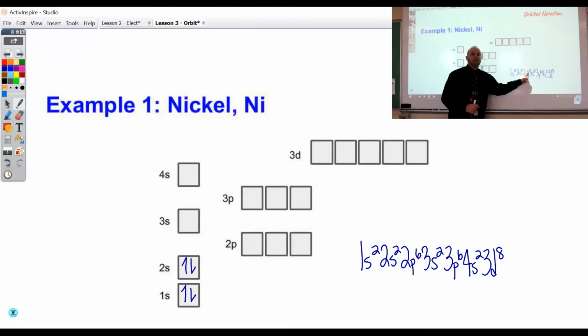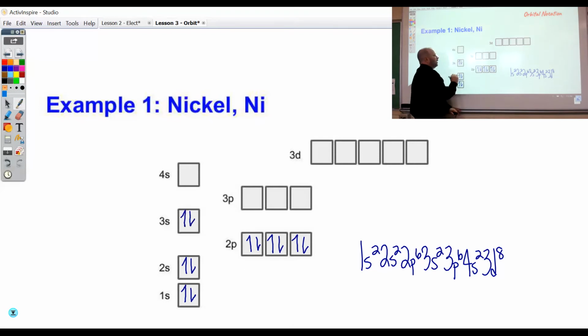In the 2p sublevel, we have 6 electrons. So according to Hund's rule, up, up, up, followed by down, down, down, till we get to 6. 3s2 means 1 up, 1 down.